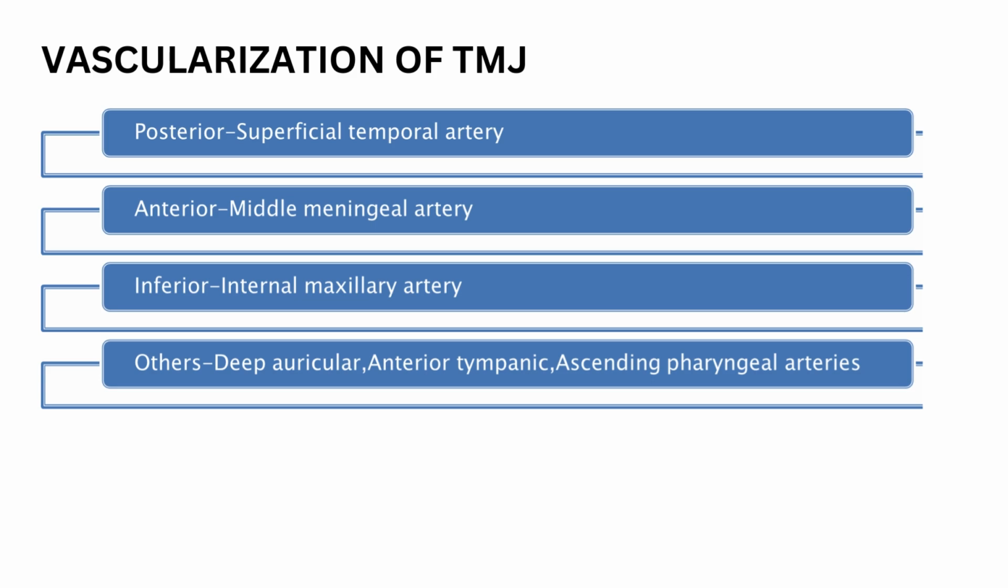As for the vascularization of the temporomandibular joint, posteriorly it's the superficial temporal artery, anteriorly the middle meningeal artery, inferiorly the internal maxillary artery. Other than that, deep auricular, anterior tympanic and ascending pharyngeal arteries also supply the temporomandibular joint.